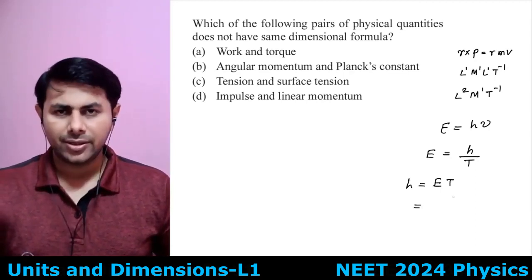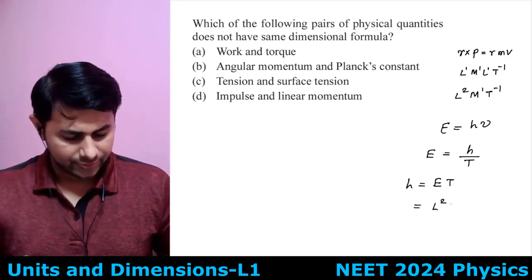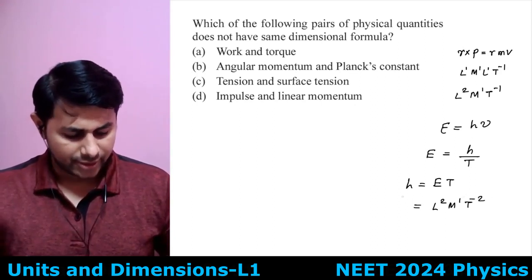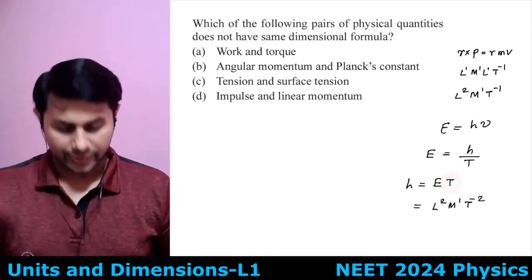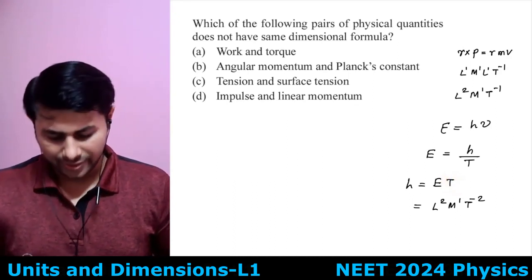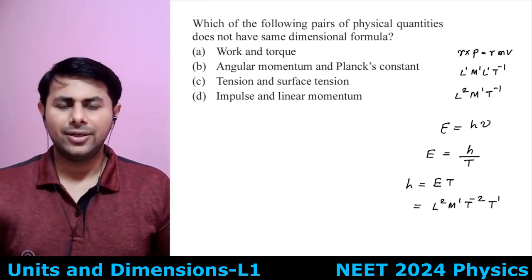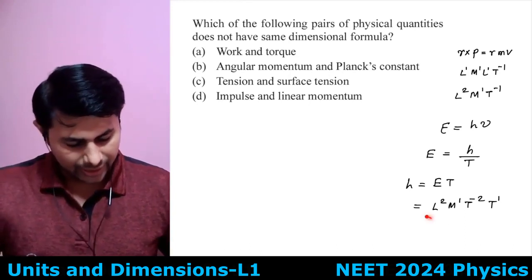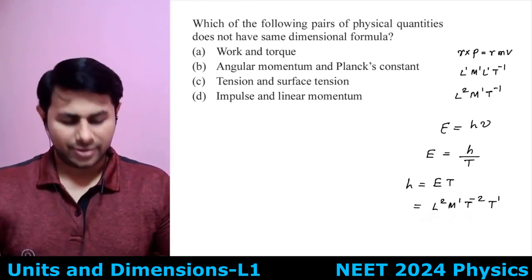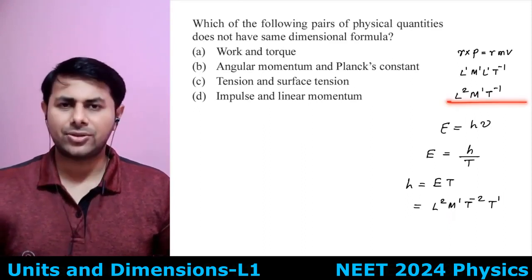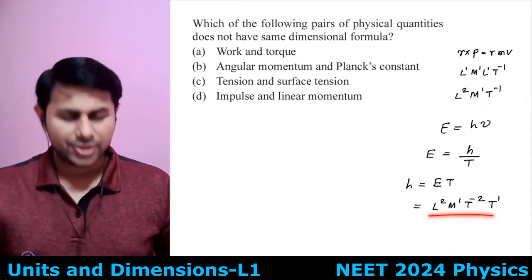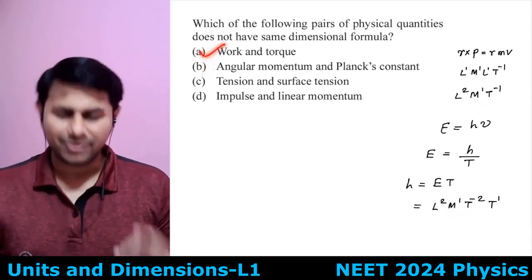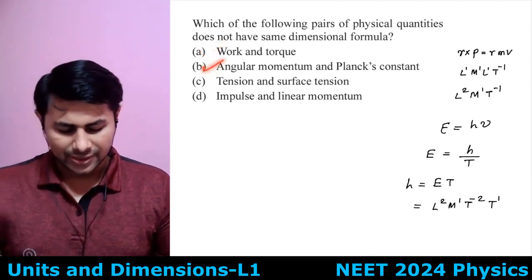What are the dimensions of E? We just found L^2 M^1 T^-2, and here we have t raised to 1. So we have T^-2 plus 1, that is T^-1. So we have got L^2 M^1 T^-1. Angular momentum has dimensions of L^2 M^1 T^-1, and this one also has the same dimensions. So the first pair has the same dimensions, the second pair has the same dimensions.